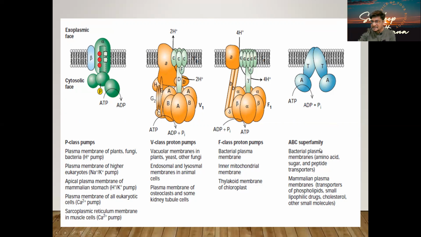And another is the ABC superfamily. Here also you can see the ATP is being hydrolyzed. So this is the one pump which is involved in many cases as an efflux pump. Many bacteria get resistant against certain antibiotics. In that case, these pumps are quite active. They pump the antibiotics out of the bacterial cell. Then we have the same pumps that are found in the mammalian plasma membrane. They do a similar kind of activity there as well.